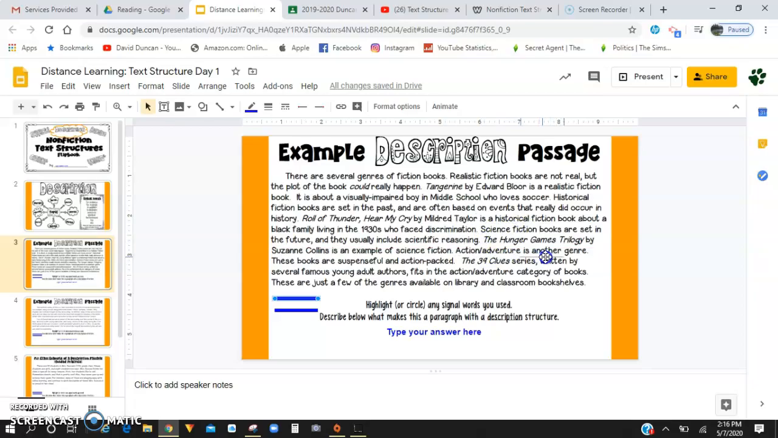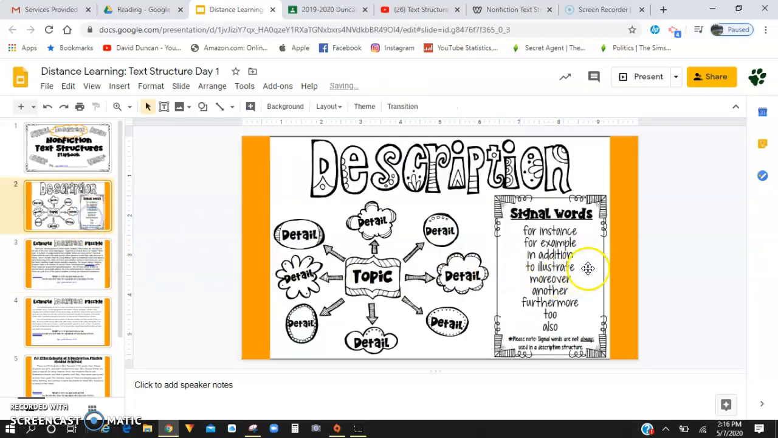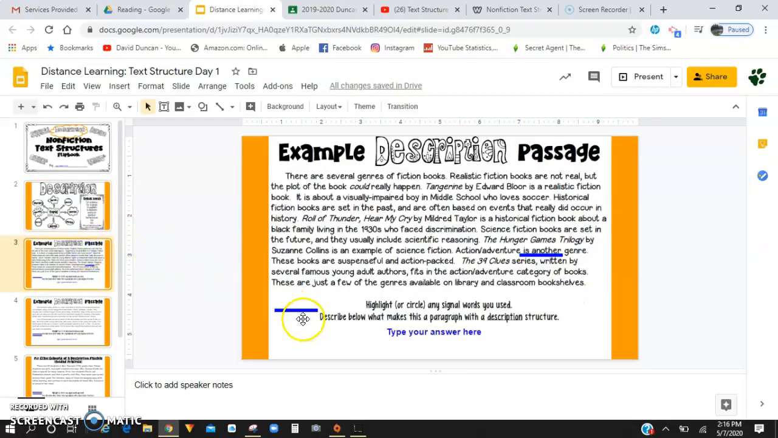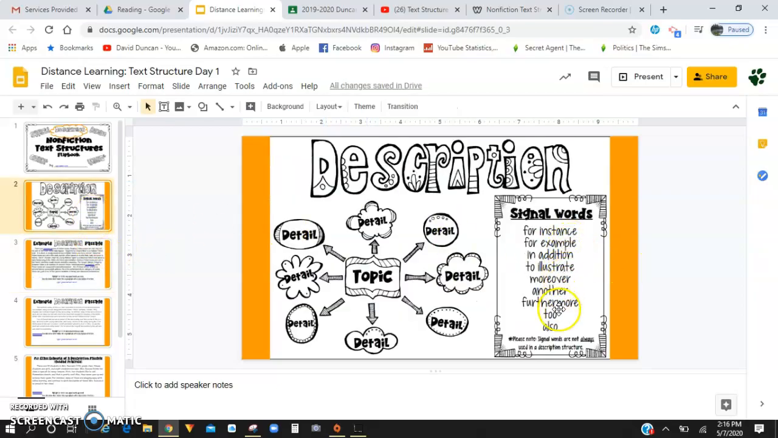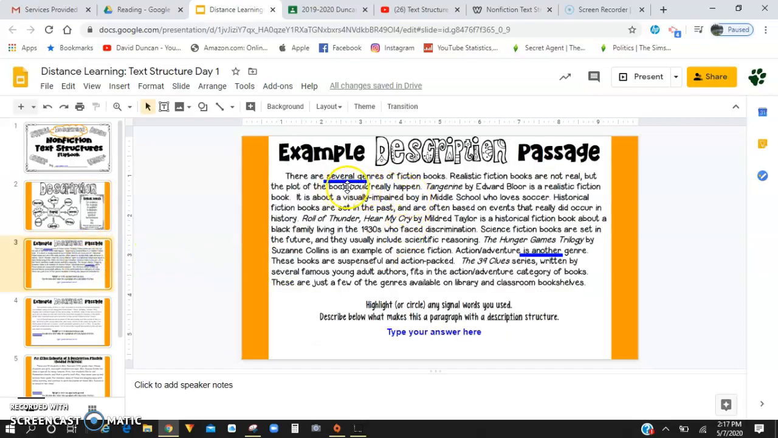Oh, is another genre, because I know the word another is a signal word. And then another signal word in here is, let me see. There are several genres. I'm going to say several genres because, although it's not an exact signal word, this is telling me that they're going to be talking about different genres of fiction books. So I'm going to use those two as my signal words.